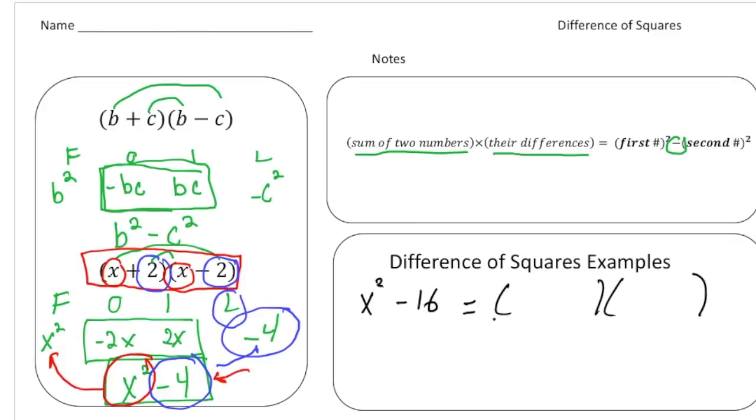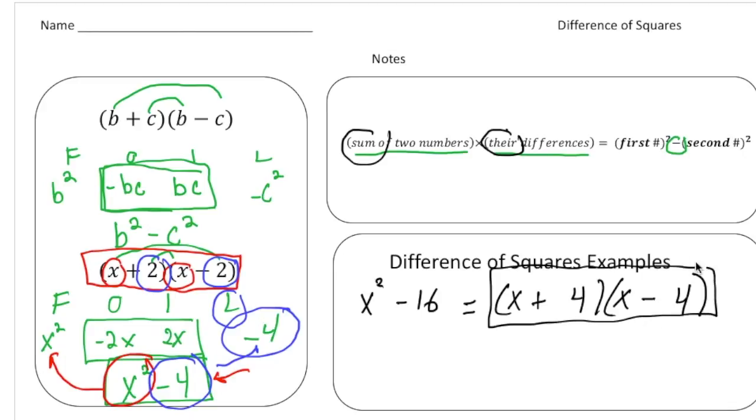I know that the first term is going to be the square root of x squared, which is just x. And I know that the second term is going to be the square root of 16, which is 4. It's going to be a 4 and a 4. And one of them is going to be the sum, so I'm going to put a plus here. And another one is going to be the difference, so I'm going to put a minus here. And there it is. That's the difference of squares when we factor it.